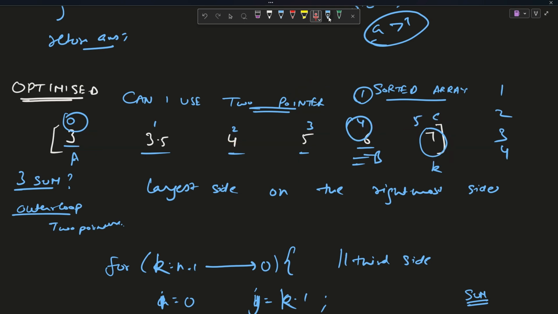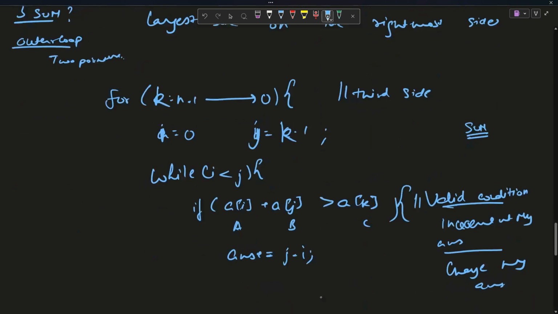Right. Now what will happen for j? 5 is here, and 3. 5 plus 3 is greater than 7 again. 8 is greater than 7. That means this will also form a valid pair. This will form a valid pair. This will form a valid pair. Right. Now that means right minus minus, right?